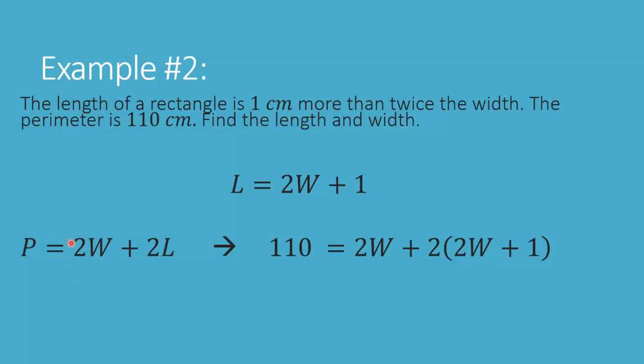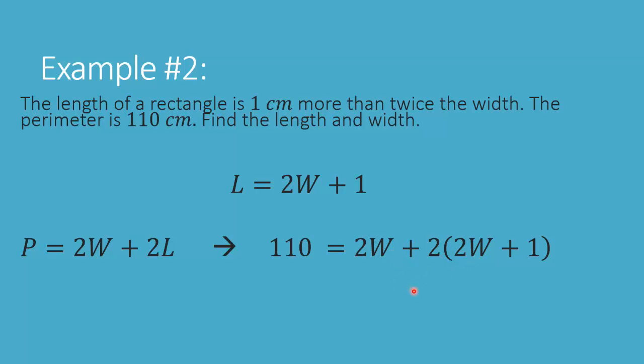So now we have this equation, and we know it equals 110, so we could just plug in 110 as the perimeter. The width, we don't know what the width is yet. And technically we don't know what the length is either, but we do know that the length is 2W plus 1 from right here. So we just plug in 2W plus 1 right down here where L used to be. So instead of 2L, we have 2(2W plus 1). So now we have one equation, one variable, just W.